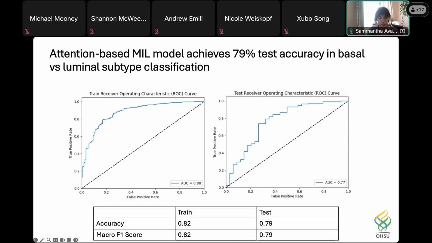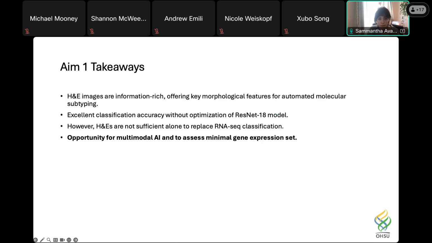Finally, to measure the model's ability to discriminate between basal and luminal subtypes, we used AUC. And so if we look at our graphs at the top, we can see that training achieved an AUC of 88%, whereas for our testing, we did achieve an AUC of 77%. And so this overall showed that our unimodal model did perform relatively well using just H&E slide images.